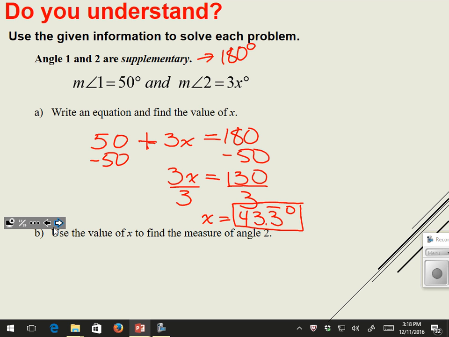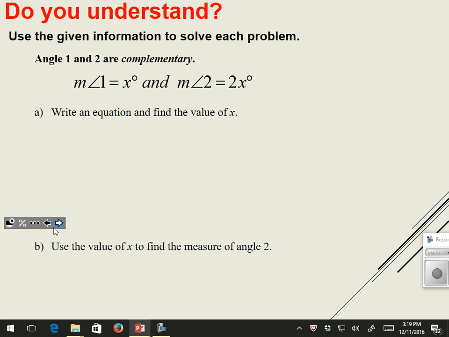Just to let you guys know, most of the time you won't get a weird answer like that. Okay? So I'm going to skip part B because it came out to an ugly problem. Let's go to the next page. This is a lot easier.